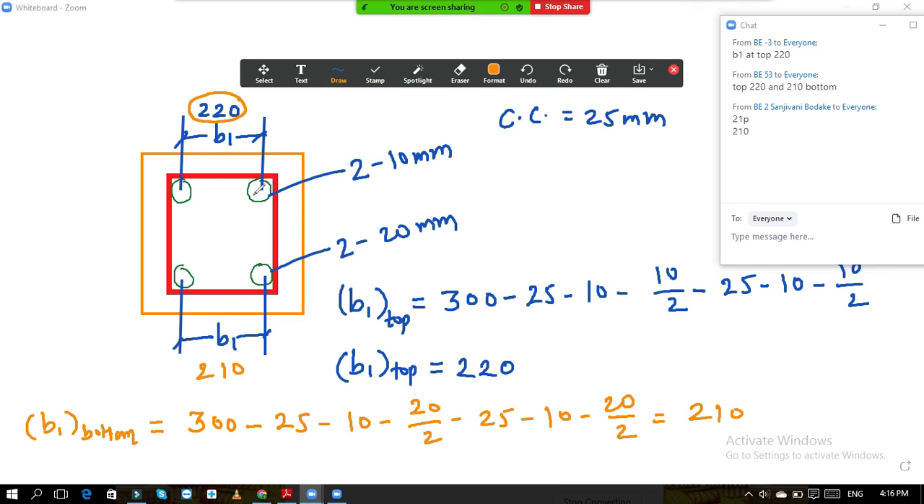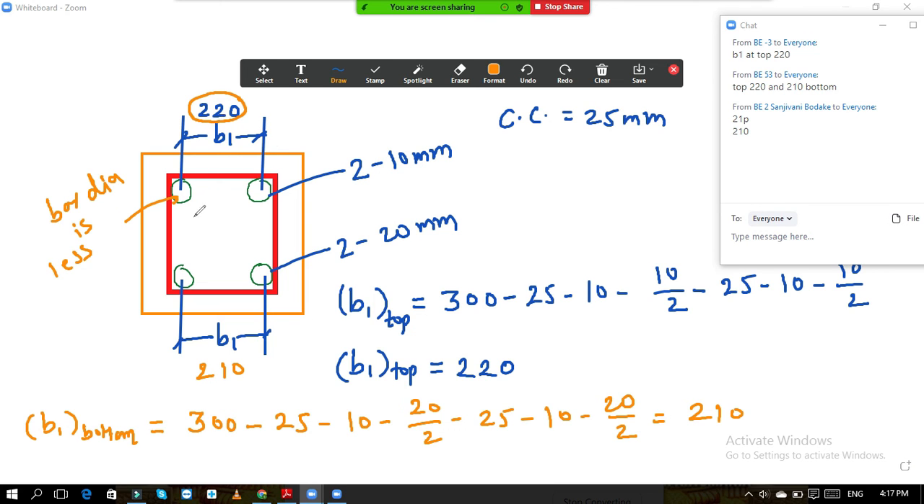So I can say that at top or at bottom, where the bar diameter is less, there you should calculate the value of B1. Okay. Here see your bar diameter is 10 mm. So at the top we should consider the value of B1.